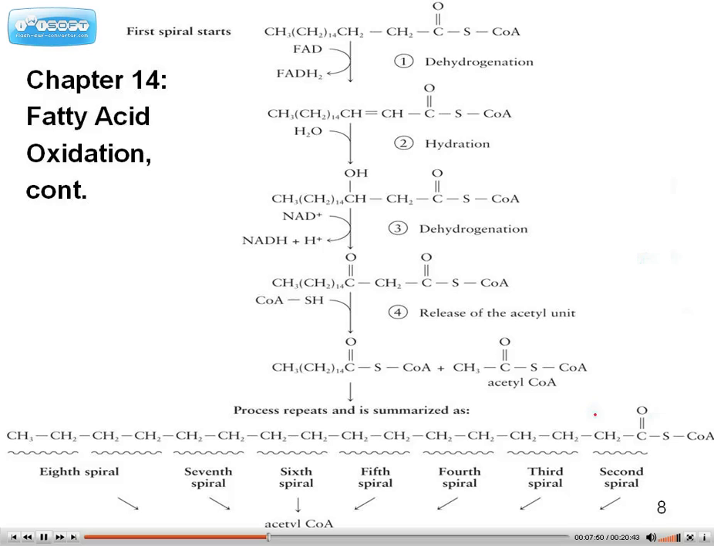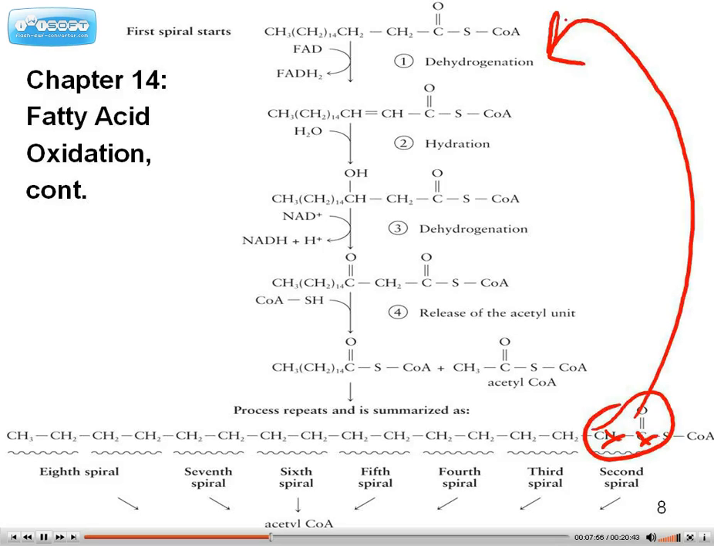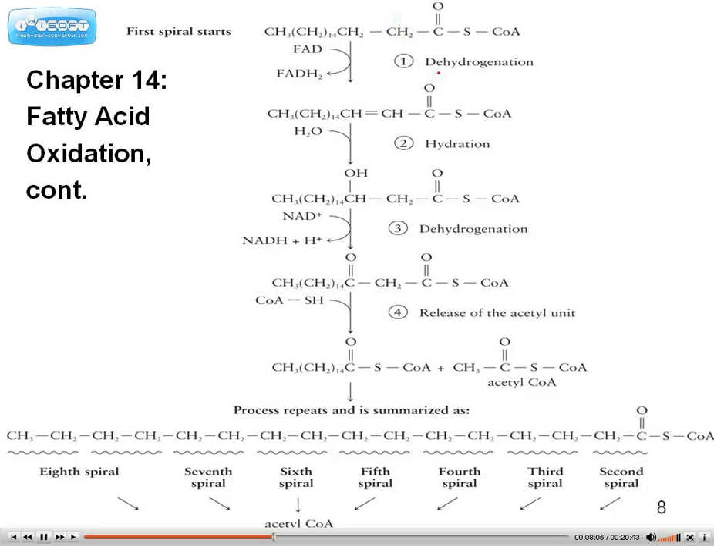So what we're going to go ahead and do is focus on the first spiral. How do we release these first 2 carbons? These are the steps. We're going to first use FAD and regenerate it to FADH2. So we call this dehydrogenation, because we're going to be removing the hydrogens from these carbons right here.